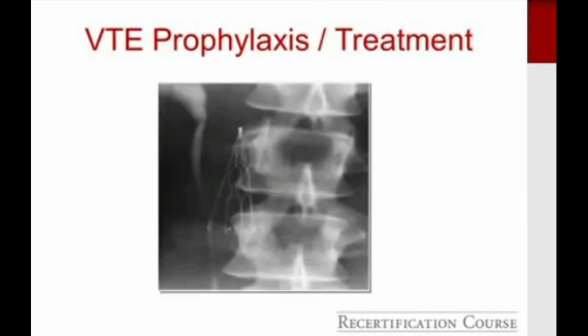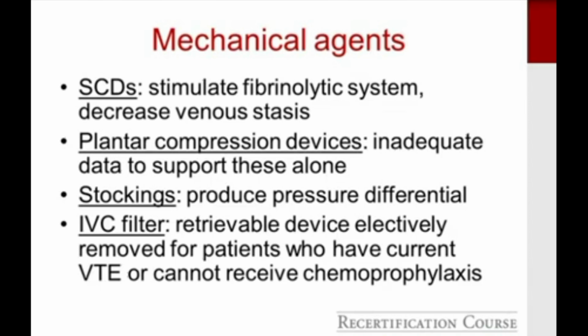So, prophylaxis and treatment. There's a number of mechanical agents that I think orthopedic surgeons should be aware of. The most important of which are probably the SCDs, or sequential compression devices. These basically stimulate the fibrinolytic system within the body and decrease venous stasis. So they actually encourage blood flow as well. Compressive stockings may be used in patients' lower extremities to produce a pressure differential between the legs and the proximal extremity. IVC filters are retrievable devices that can be used in patients who have a current DVT or blood clot and cannot receive chemoprophylaxis. These are retrieved electively after surgery.